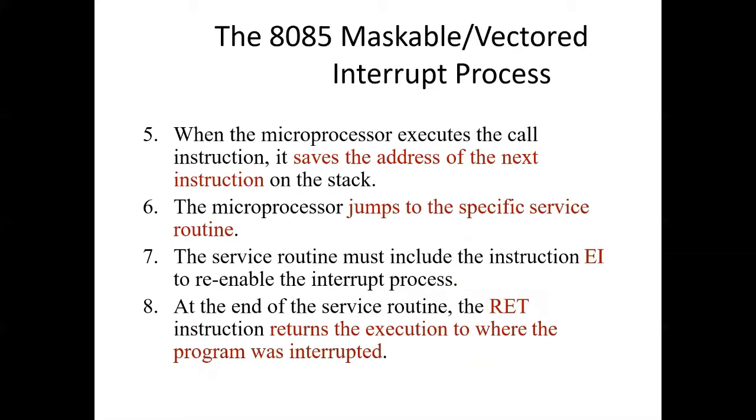When the microprocessor executes the call instruction, it saves the address of the next instruction on the stack. The microprocessor jumps to the specific service routine. The service routine must include the instruction EI to re-enable the interrupt process. At the end of the service routine, the RET or return instruction returns the execution to where the program was interrupted.